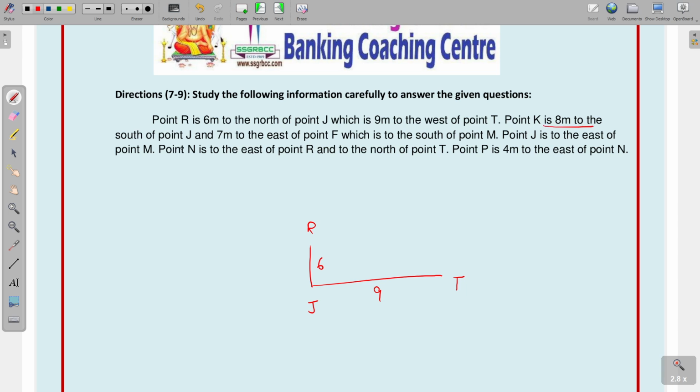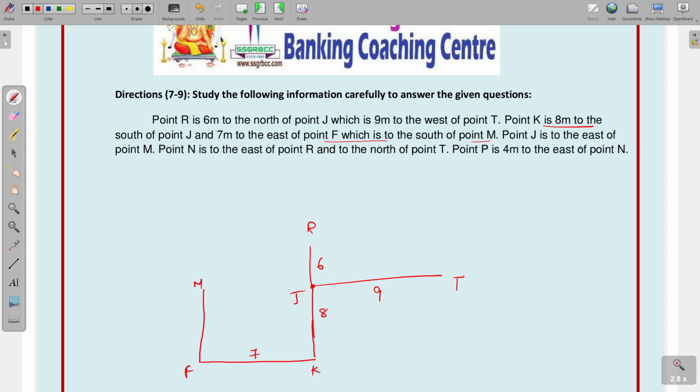K is 8 meters to the south of J. So, K is 8 meters to the south of J and 7 meters to the east of F. So, K is 7 meters to the east of F. Next, point F is to the south of M. Okay.